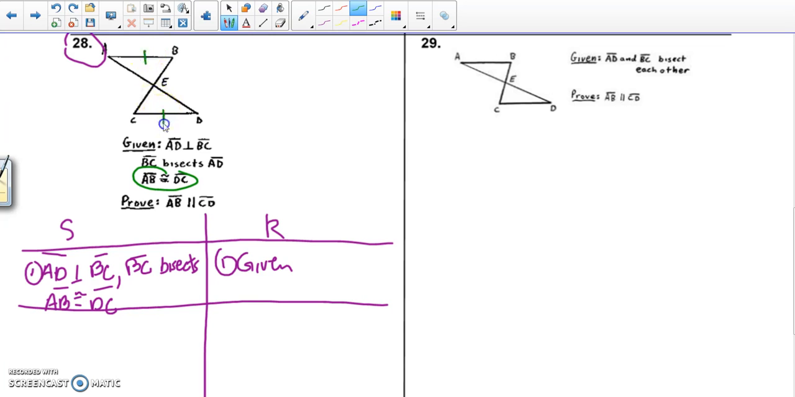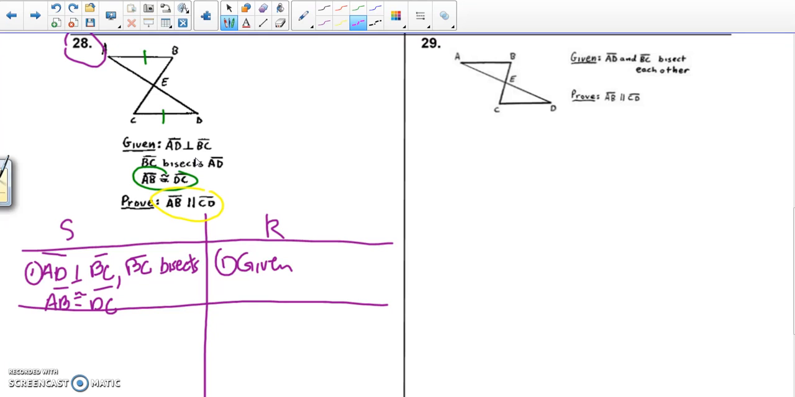Now again, we see we have two triangles here. This looks like a bow tie proof. But looking at what we're trying to prove, that's something new. We're trying to prove that AB is parallel to CD. So we're trying to prove that this line here is parallel to that line there.